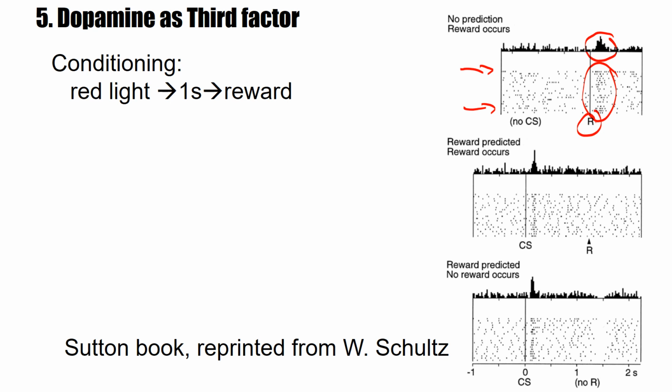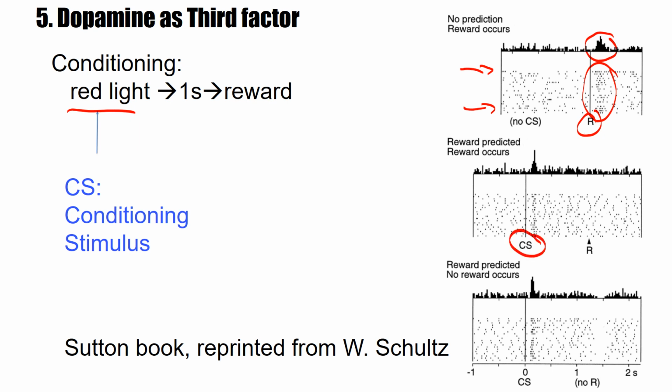Now, the animal then learns that a red light predicts this reward. The stimulus is called conditioning stimulus, CS. And then after 2-3 days of exposure to this situation, maybe 10,000 trials, the animal has learned to expect the reward after the red light. And we now see that the same dopamine neurons that previously responded to the reward now respond to the red light, to the conditioning stimulus. Interestingly, they no longer respond to the reward.